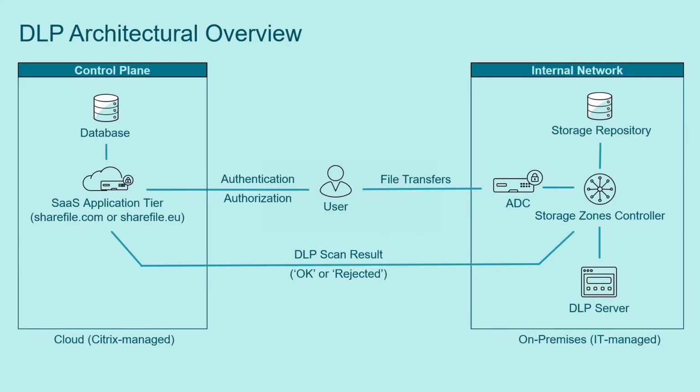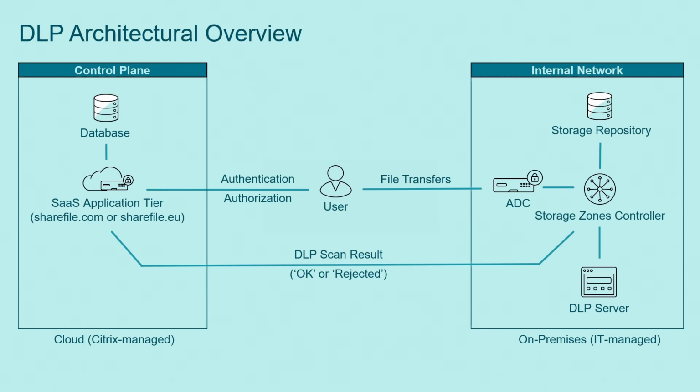To illustrate how DLP works, we're taking a look at an architectural, very high-level overview of the connections, the communication flow when DLP is enabled within an environment. In this case, since DLP is only available to customer-managed on-prem storage zones, the internal network is shown on the right, containing the storage zone controllers, the storage repository used for ShareFile, and the DLP server itself. On the left is the Citrix managed control plane, containing our web servers or API servers, where we hold the file metadata in our database and so forth.